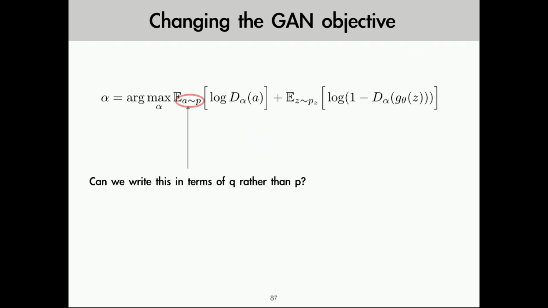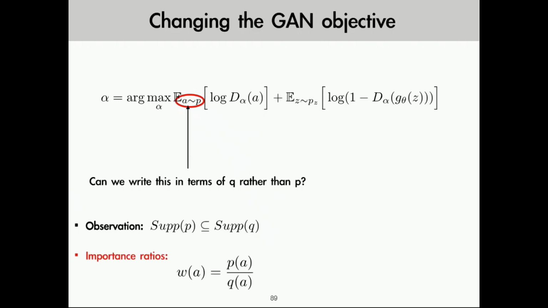One thing we can do is write this expectation with respect to Q rather than P, right? One other observation is that the support of P is in the support of Q, because Q defines a uniform distribution over the entire action space. So if we have this importance ratio, then we can multiply this W by the inner term in this expectation, and then rewrite this expectation with respect to Q rather than P.